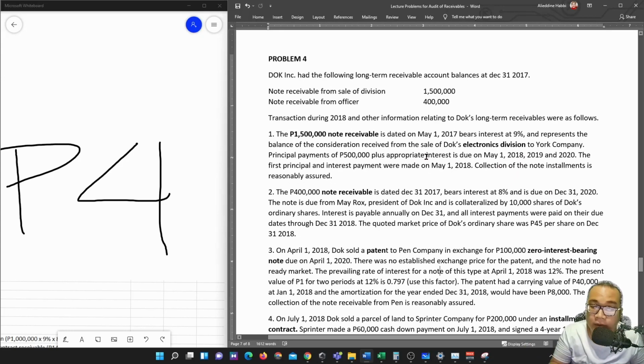Pagdating sa amortization table, yung enjoy dyan yung zero interest bearing, di ba? Kasi madali lang siya, wala kang ibang computing interest kasi doon lang sa amortization yung ano niya.